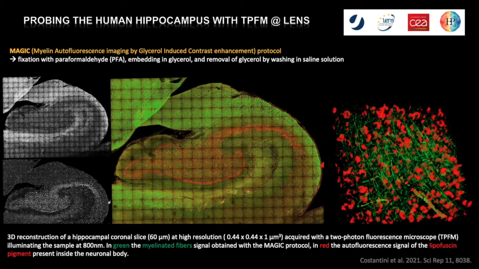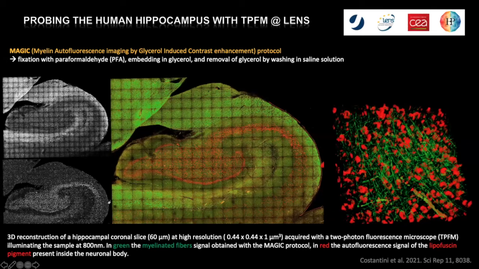And this MAGIC protocol is based on the fixation of the tissue with PFA, right? We embed the tissue in glycerol, and afterwards, after the PLI measurement, we try to remove the glycerol by means of PBS washing. And this gives rise to this kind of contrast imaging by means of TPFM.